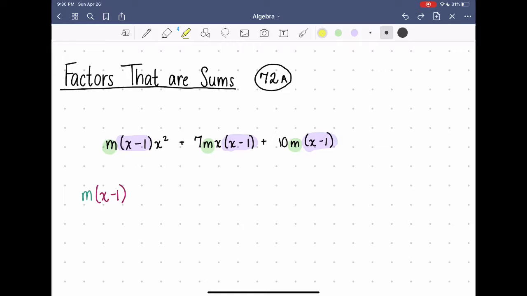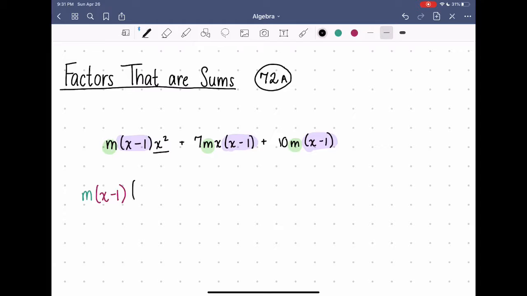Let's look at those leading coefficients. We have a 7 here, and we have a 10 here. There's no common factors of 7 and 10 except for 1. So I can't take anything out of those. I could take a 1 out of everything, but that wouldn't really do anything. I could put a 1 over here, but it doesn't change that at all. So I took out the m times x minus 1, and let me just write what I'm left with.